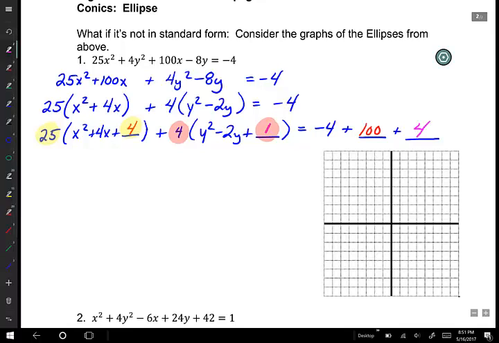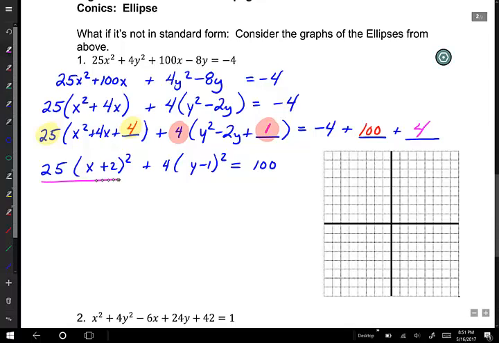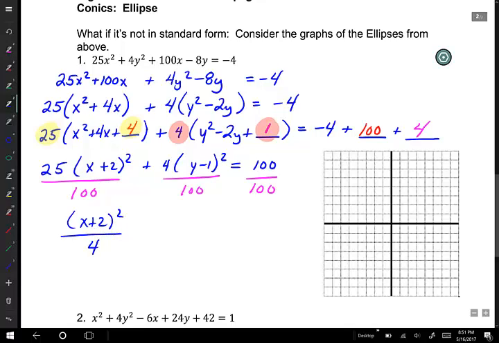We're 2 steps from being finished at this point. Let's rewrite the equation as a perfect square now with binomial squared. So x plus 2 squared plus 4 times y minus 1 squared equals 100. Our standard form of the equation has the equation equal to 1, so we're going to divide everything by 100. This is going to bring us to the final step of our equation. x plus 2 squared over 4, because the 25 and the 100 cancel to a 4, plus y minus 1 squared over 25 equals 1.